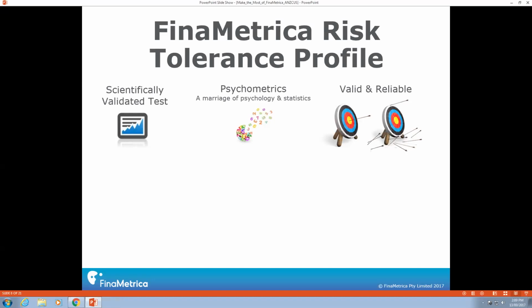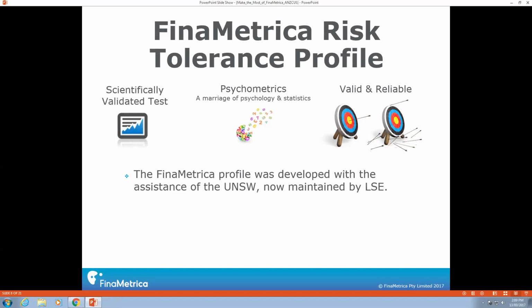The FinaMetrica profile was developed with the assistance of the University of New South Wales and is now maintained by the London School of Economics. We have 25 or 12 questions, in plain English. So what that means is you don't need a degree in science to complete the questionnaire. It's designed for the general population to complete without the aid of an advisor. And we do recommend that clients complete the questionnaire on their own, just so that there is no influence from the advisor when answering the questionnaire.